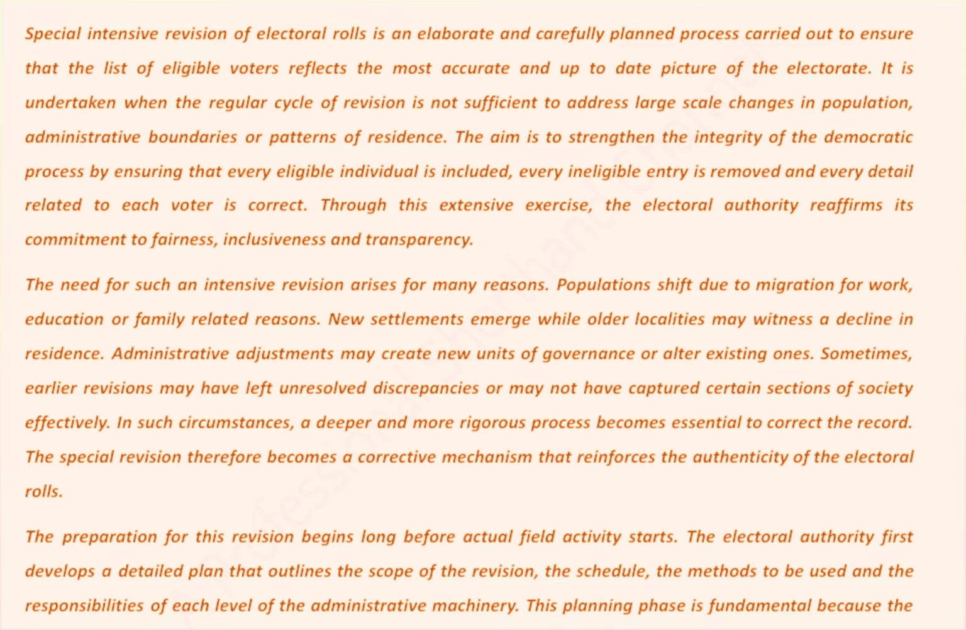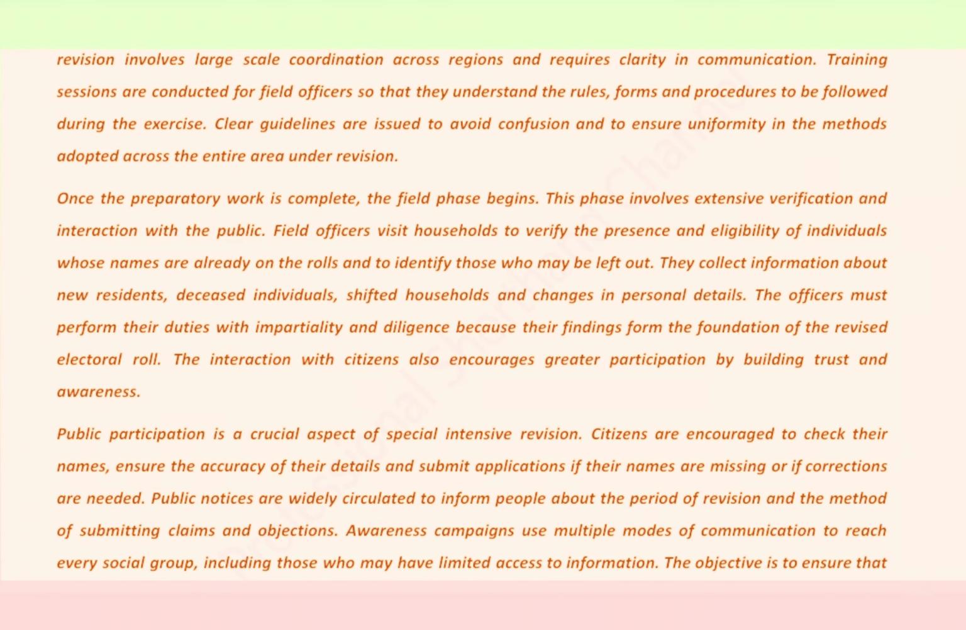The electoral authority first develops a detailed plan that outlines the scope of the revision, the schedule, the methods to be used, and the responsibilities of each level of the administrative machinery. This planning phase is fundamental because the revision involves large-scale coordination across regions and requires clarity in communication.